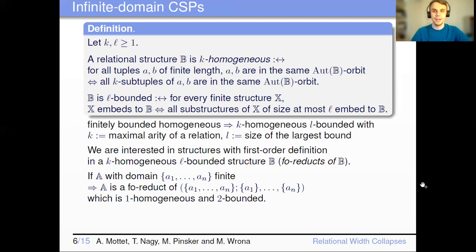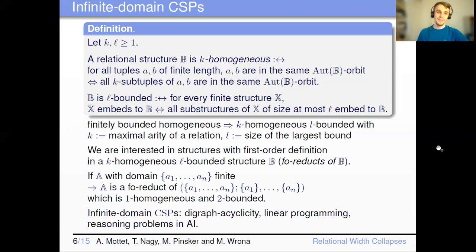Say that we are given some relational structure A over a finite domain consisting of the elements A1 up to AN. Then it's easy to see that this structure is a first order reduct of a structure over the same finite domain that has n many unary relations, where every relation contains just the element AI. And this structure is one-homogeneous and two-bounded. So if we speak about first-order reducts of K-homogeneous L-bounded structures, where K and L are arbitrary natural numbers, then we of course include also all structures over finite domains.